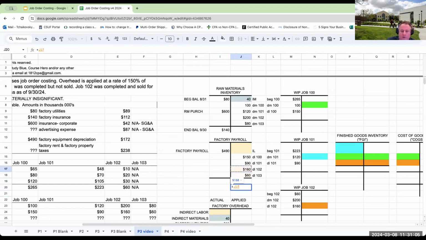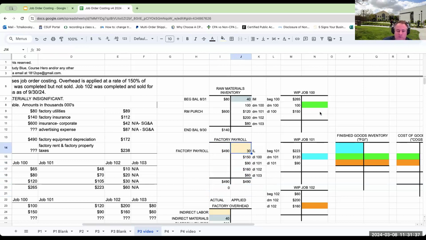If I look, I say 150 plus 90 plus 160 plus 60, I get a total of 460. This is 490. To make this go to zero, I need to have an indirect labor of 30. So if I come over here, 490 of debits, right? 30 plus 150 plus 90 plus 160 plus 60 equals 490. It now has a zero balance.